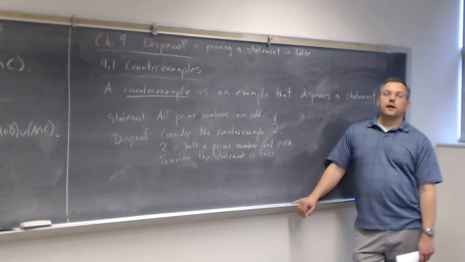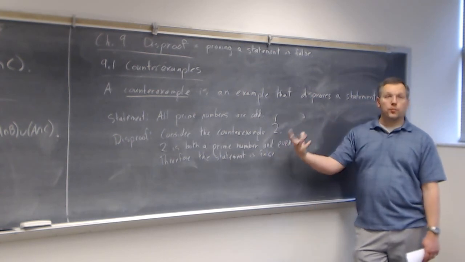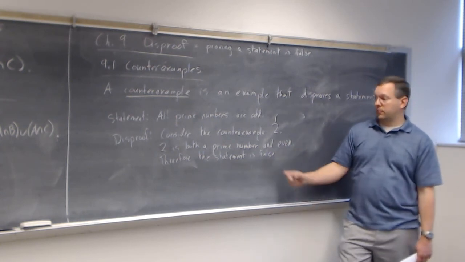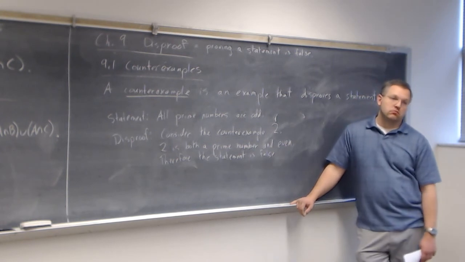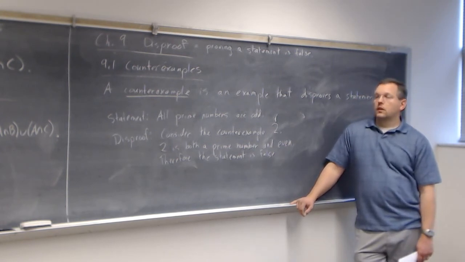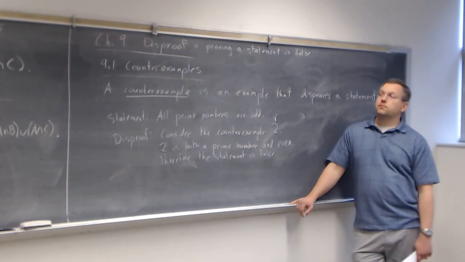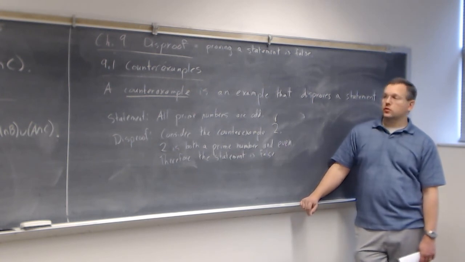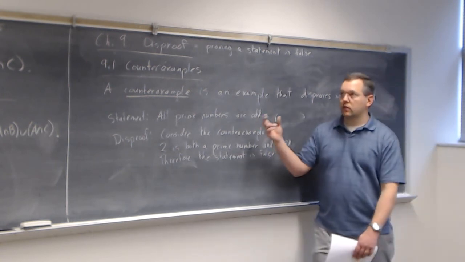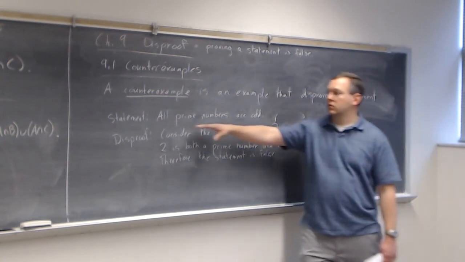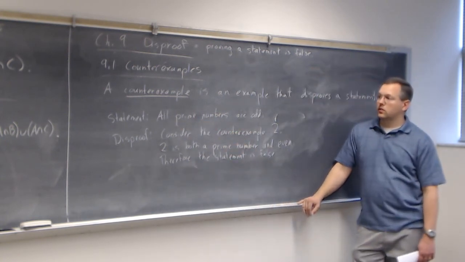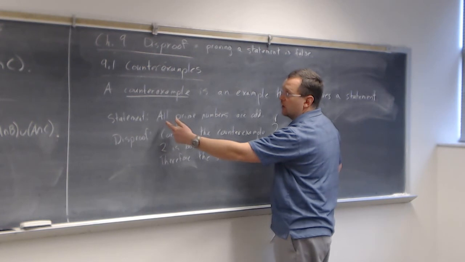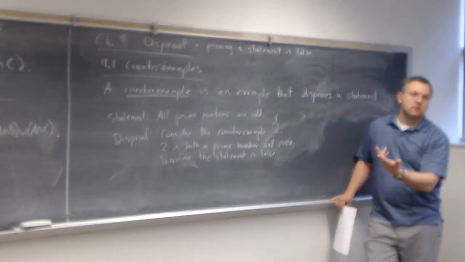So if there's a universal statement, all prime numbers are odd, all you have to do is show one counterexample. There's one example that proves that this statement is false. Whereas if it says there exists some number, then you'd have to show that its negation is true for all numbers. So the negation of, if I said all prime numbers are odd, and I claim that's false, is there exists a prime number that is not odd. There exists a prime number that is even.